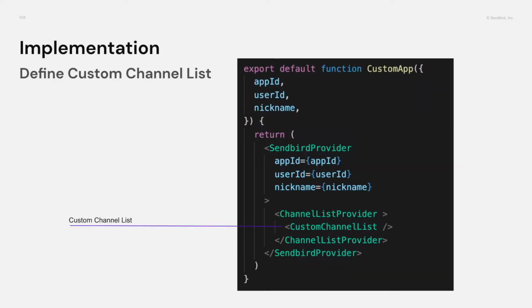So I want to make my own custom app component. Of course, I will use the Sendbird provider first and also channel list provider. And I'll put the custom channel list component. So we can understand I need to make it first here.